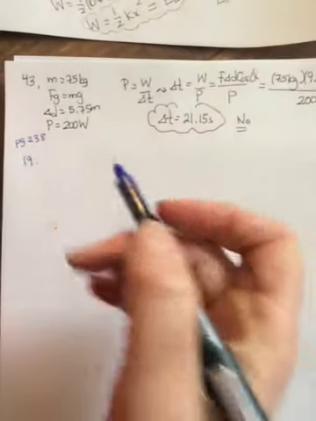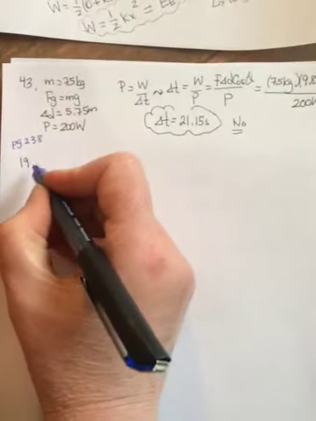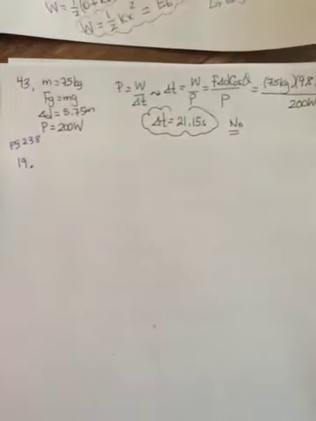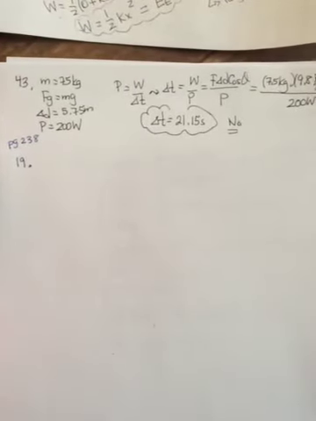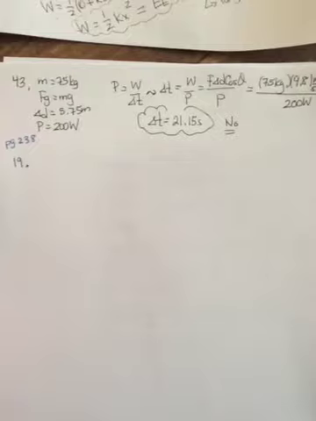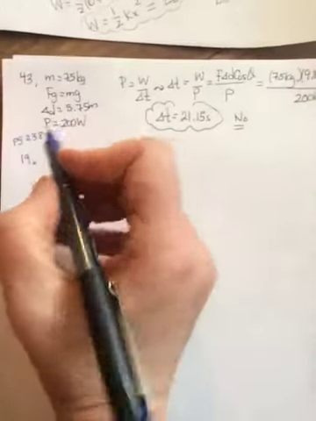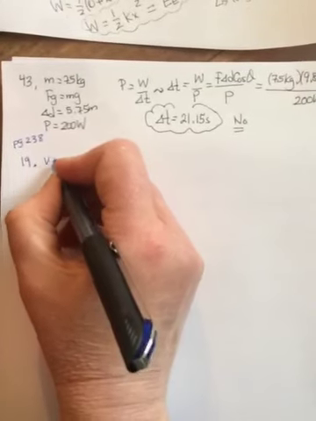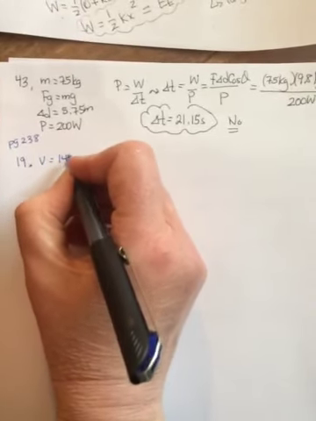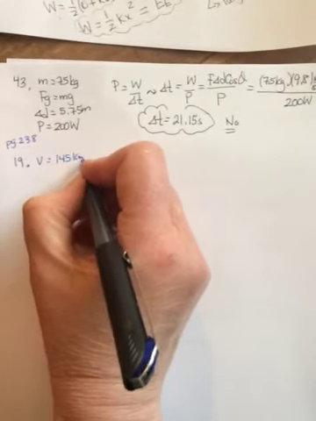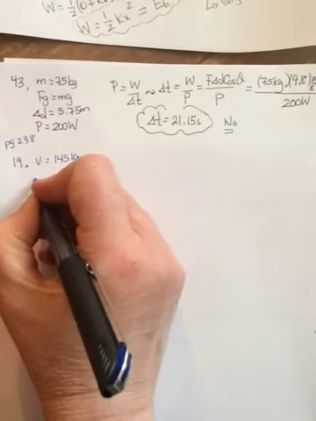Okay, the questions on page 238, starting with number 19. These are all kinetic energy questions. Number 19 says a 0.1 kilogram tennis ball is traveling 145 kilometers per hour. What is its kinetic energy? So it's giving you the v. It's 145 kilometers per hour, which of course you have to change to meters per second.